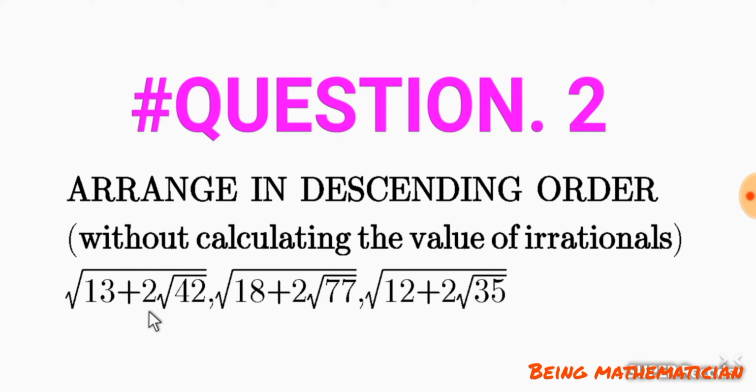Question number 2. Arrange in descending order without calculating the value of irrationals. First term is root over 13 plus 2 root 42. Second term, root over 18 plus 2 root 77. Third term, root over 12 plus 2 root 35. Let's see the solution of question number 2.